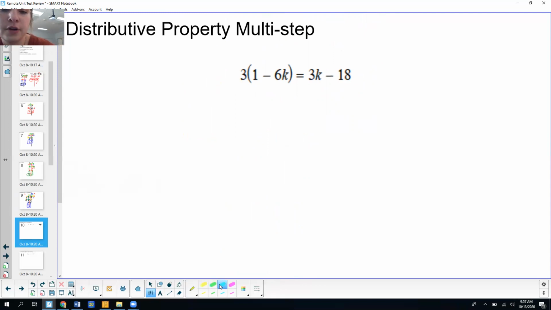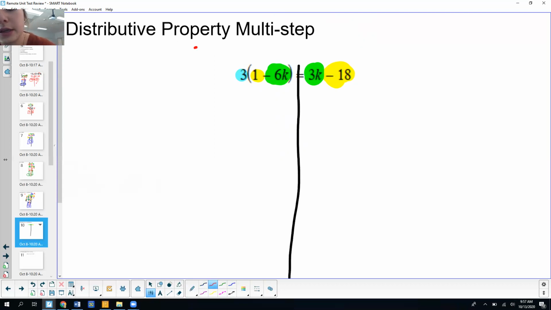I'm going to highlight that number in front of those parentheses in a different color because I know that that's not a constant in this case because we're going to get rid of that number real soon anyways. I'm going to highlight my variables in green, my constants in yellow. And then I'm going to draw that line down the middle. So if I'm looking at the left side of my equal sign, I've got 3 parentheses 1 minus 6k.